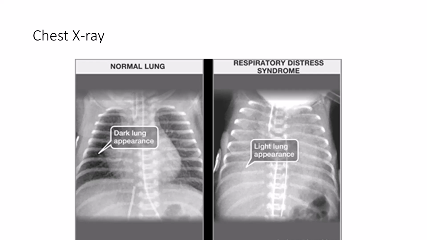Now let's take a look at the role of surfactant in respiratory distress syndrome. Surfactant is critical for reducing surface tension within the alveoli, allowing them to remain open and stable during breathing. In infants with respiratory distress syndrome, the lack of surfactant leads to increased surface tension, causing the alveoli to collapse at the end of each breath, what we call atelectasis.